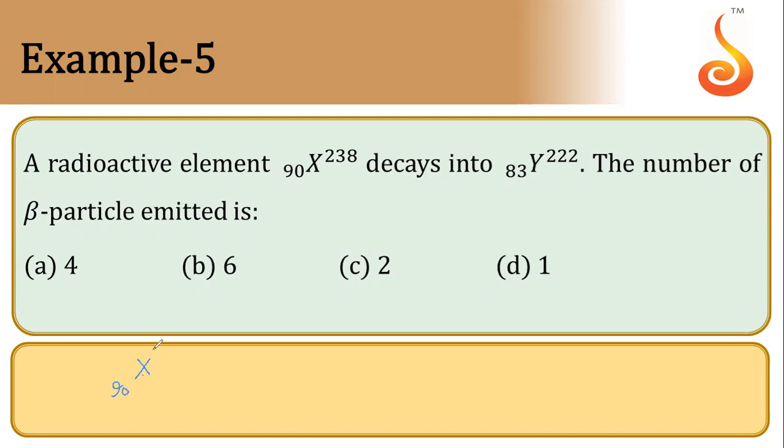So they have given the atomic mass number and atomic number of X and Y. So let's say some n beta particles are being emitted and a beta particle is -1, 0. So now the total atomic mass number on the left hand side of the equation is 238 and on the right hand side it will be 222 plus n times 0.